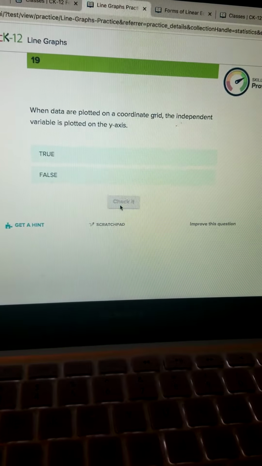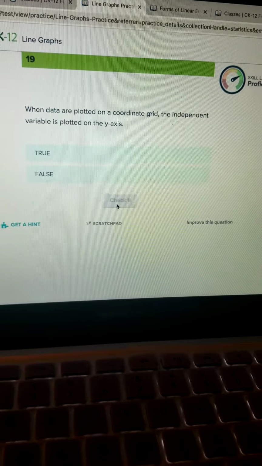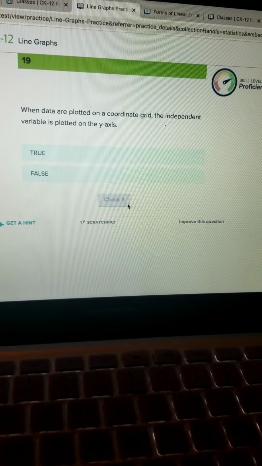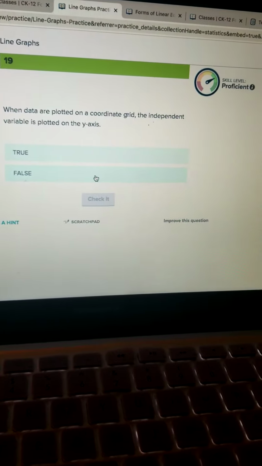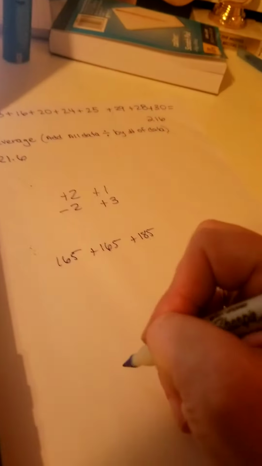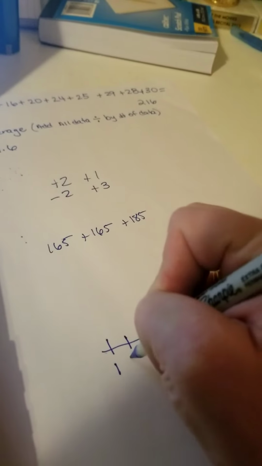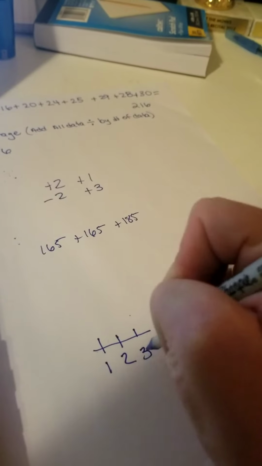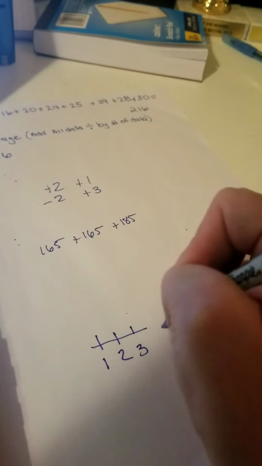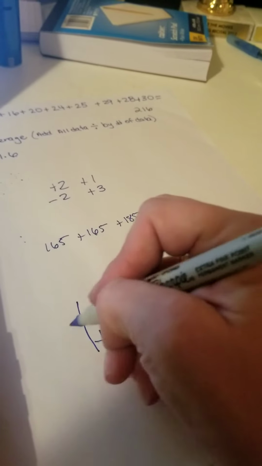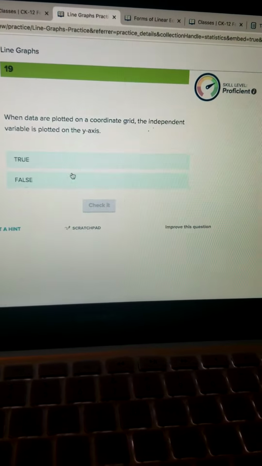When data are plotted on a coordinate grid, the independent variable is plotted on the y-axis. No. The data, you want to know, what 1 year, 2 year, 3 year, this is independent. And the years are dependent on however much they sold, what their advertising was. So when data is plotted on a coordinate grid, the independent is on the y-axis. No.